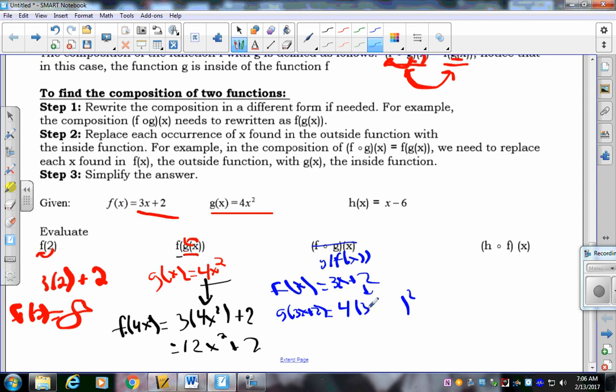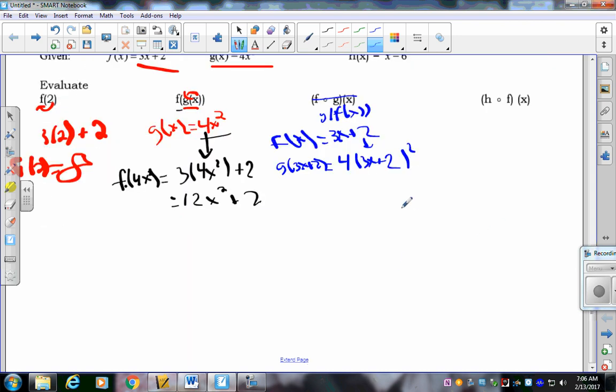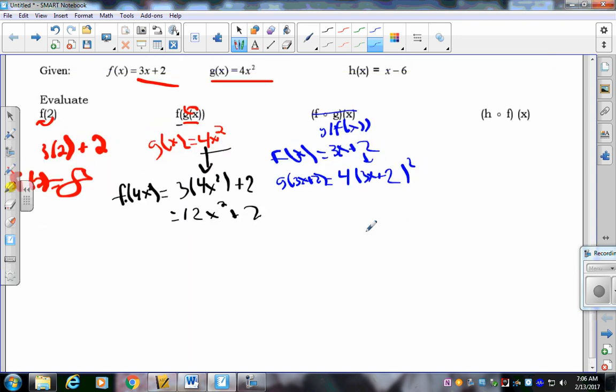So sometimes it'll be a little bit more work than others. It all just depends on what your functions are, and then which order that you're doing them in. So I'm going to go ahead and FOIL that out.